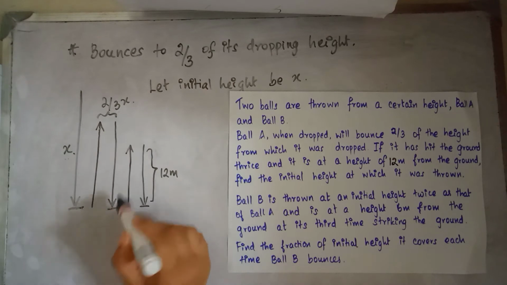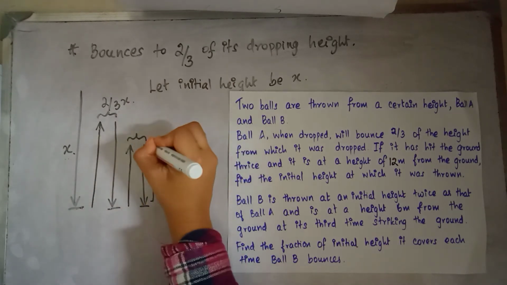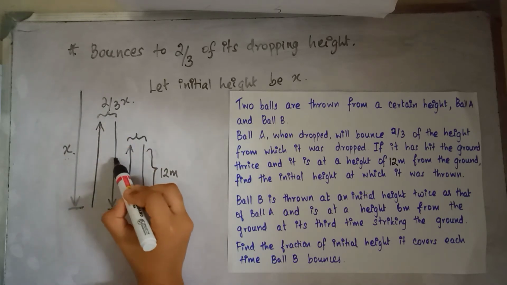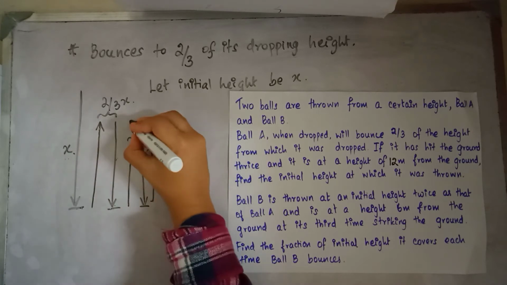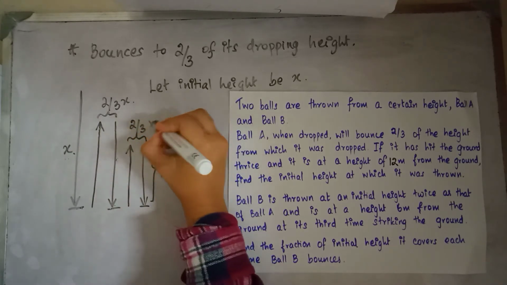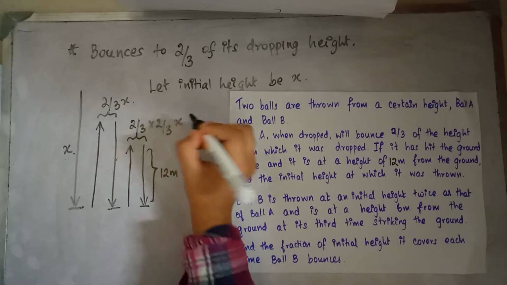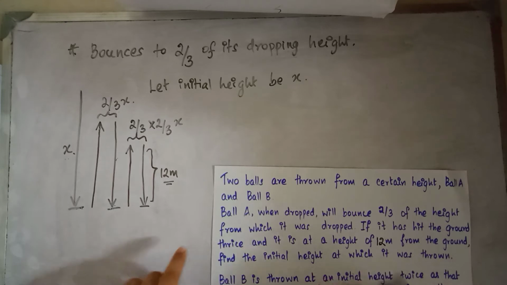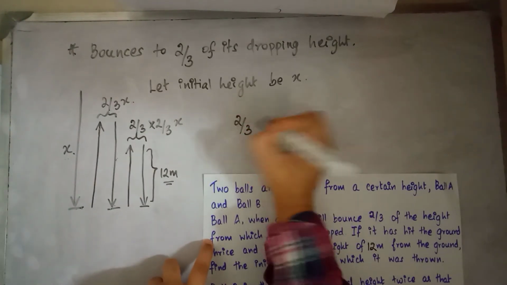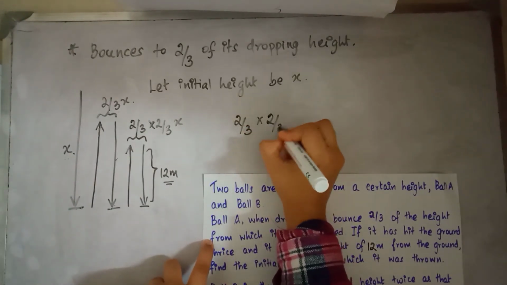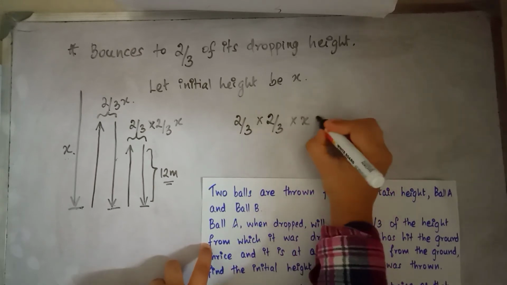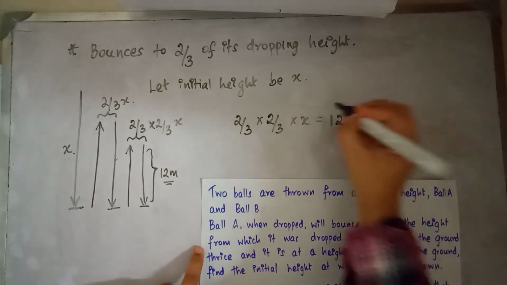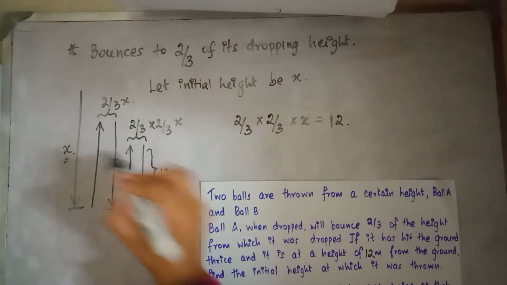Again it falls and this would be 2/3 of its previous height, or rather the height at which it was dropped, and this height is 2/3 of x. So it would be 2/3 into 2/3 of x. So this height is equal to 12 meters. 2/3 into 2/3 into x is equal to 12 meters. Now we'll have to solve for x so that we can find out the initial height.